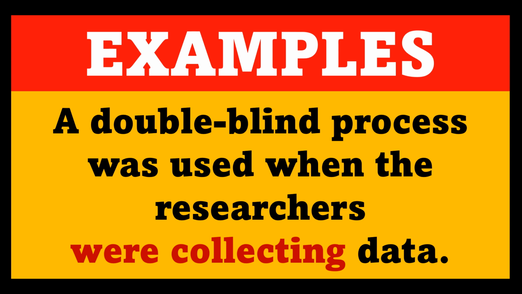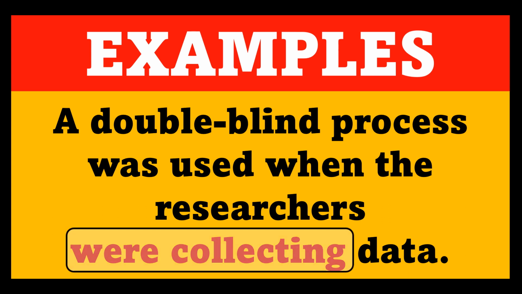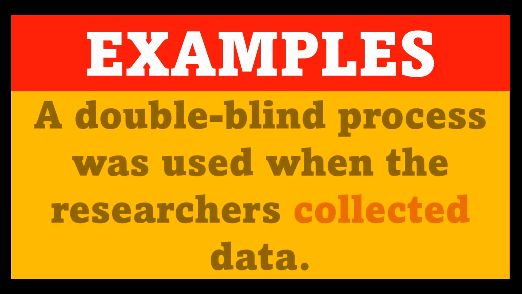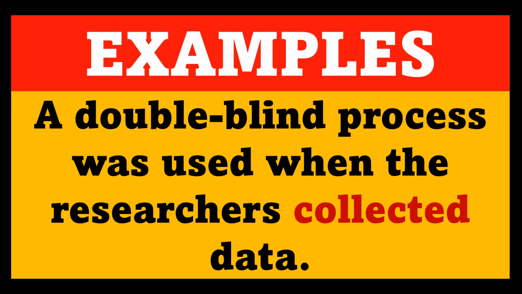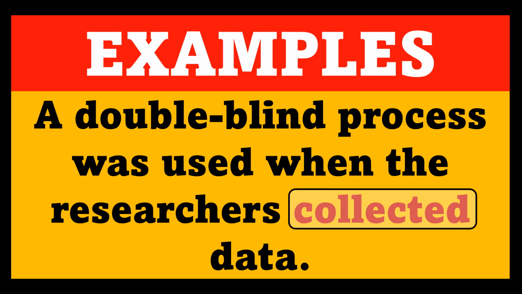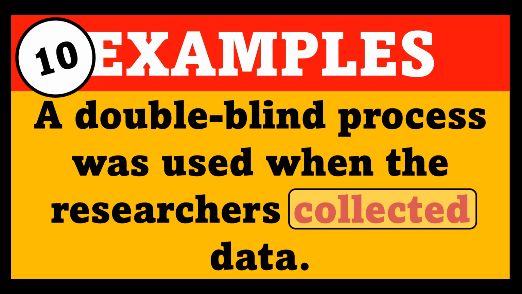In academic context, you might write, a double-blind process was used when the researchers were collecting data. Now, in this context, we have were and collecting. We have the participle verb paired with the auxiliary verb. It's 11 words in all, but let's try to reduce this. Double-blind process was used when the researchers collected the data. Now we have simple past tense in this context. We've removed the participle verb or the progressive form of that verb, and we've reduced the word count to 10 words.